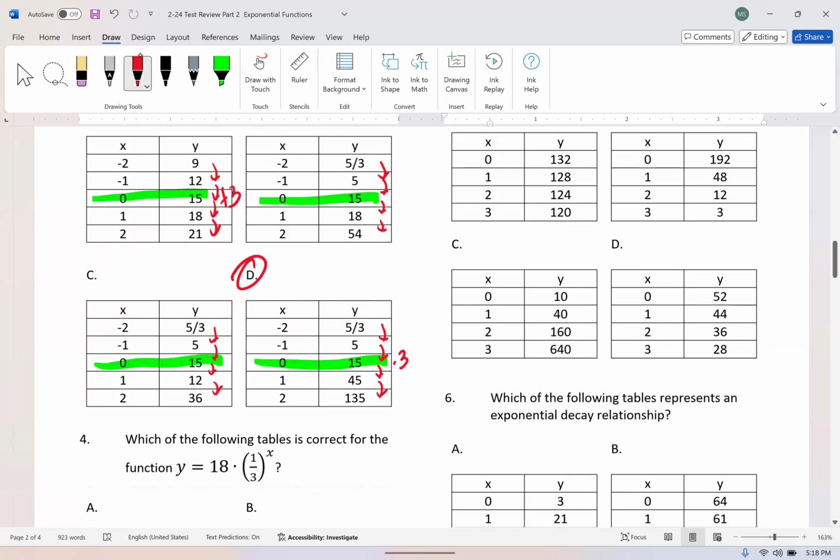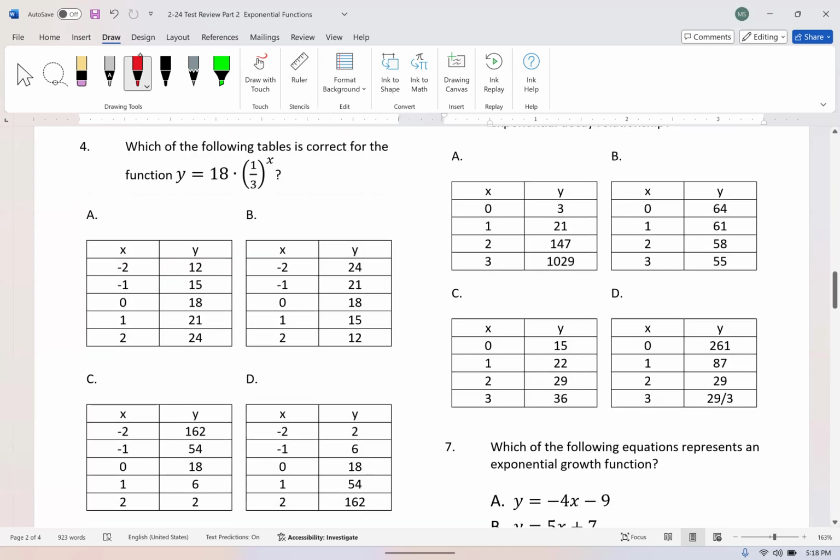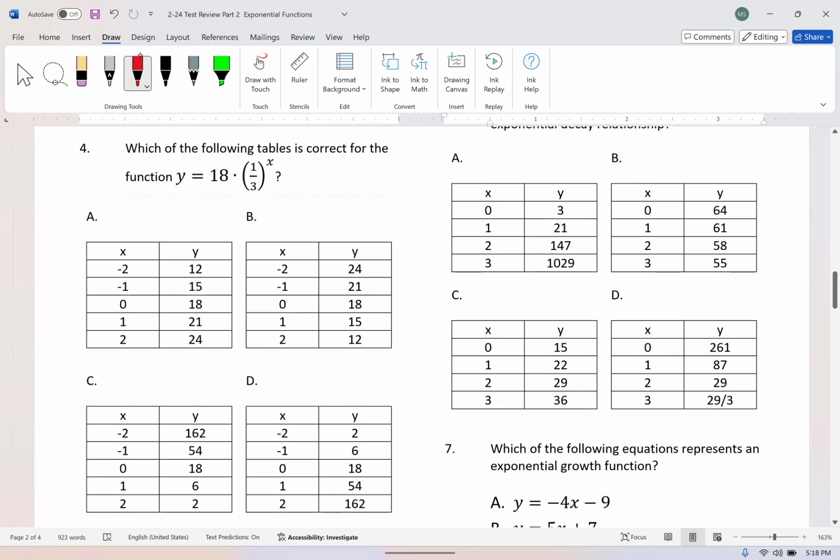Okay, let's look at now number 18, number 4. So number 4, again, we see this is the y-intercept. We are going to contain the point (0, 18). Unfortunately, that does not eliminate any of the answer choices because all of the tables have (0, 18). Okay, multiplying by 1/3, which is really the same thing as dividing by 3.